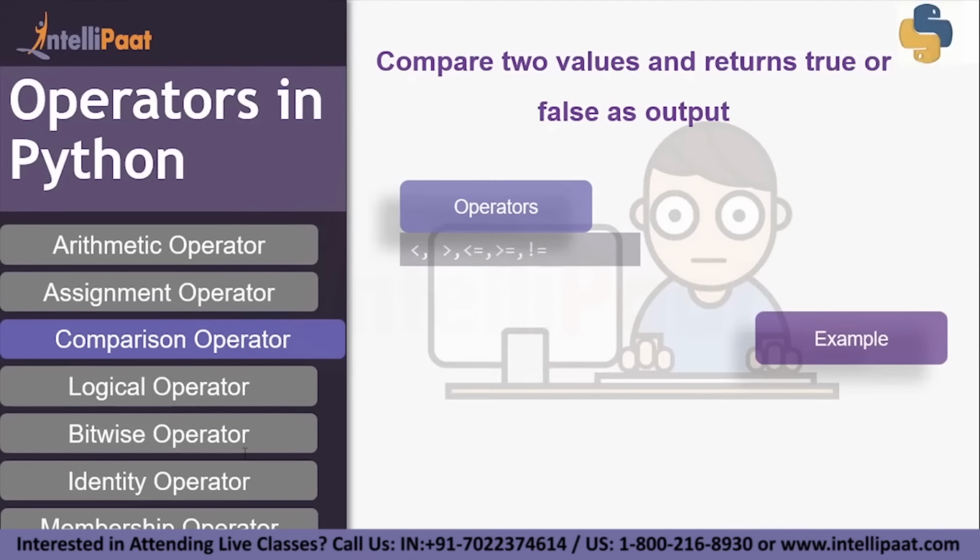For example, let's see what example we have up here. A equal 10, b equal 20. A is greater than b. Obviously 10 is not greater than 20, right? So it is giving me false as the output. Alright, fine. So let's move ahead.